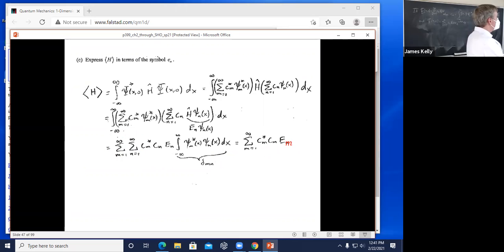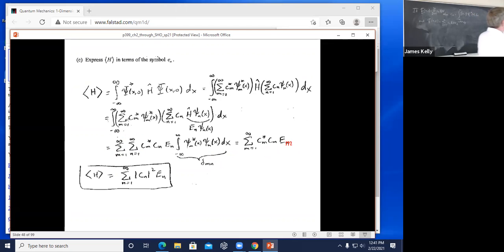Okay, now cm star, oh, I see it's 1241. So let's just stop here. Cm star times cm is the magnitude of cm squared. And so we've written the expectation value of energy in terms of these Cn's, which we've managed to calculate. It wasn't a very nice formula. And we've written it in terms of them and the allowed energies there.